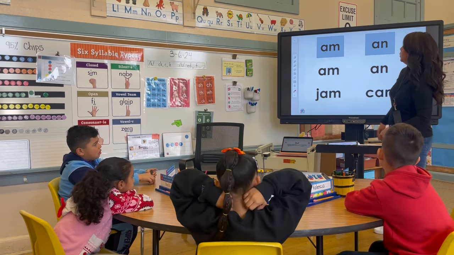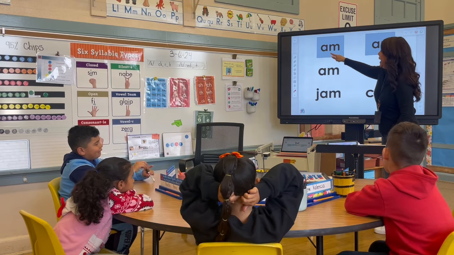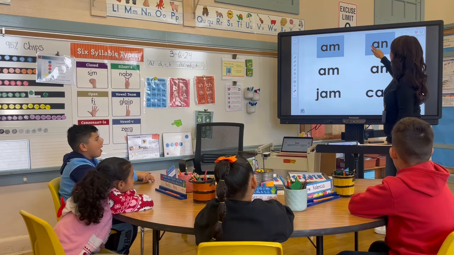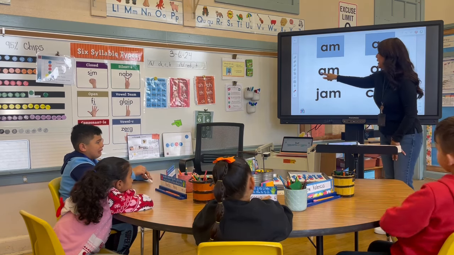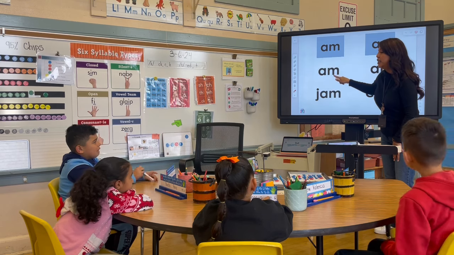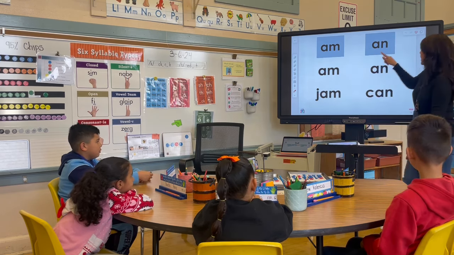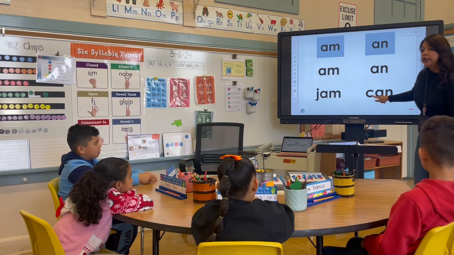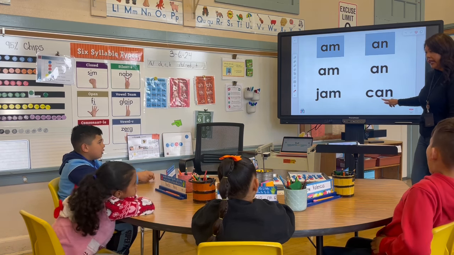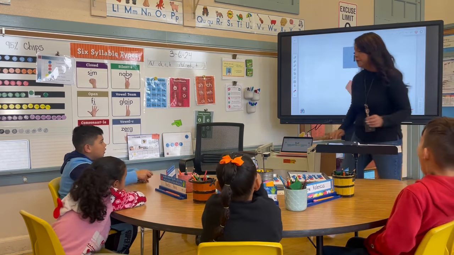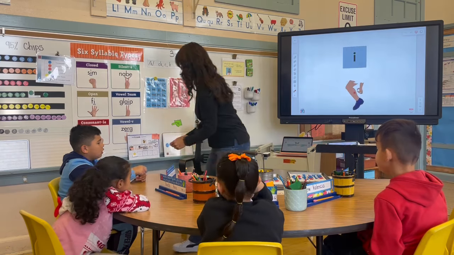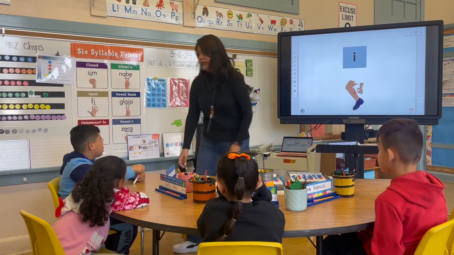Let's go ahead and read our words. Am and, right? Just like am, but if we add a j in front of am, what do we get? Jam. And here's and, if we add a k in front of and, what do we get? Can. Good job. Fernando, I think I want to give you another star already. I like how you're sitting quietly.